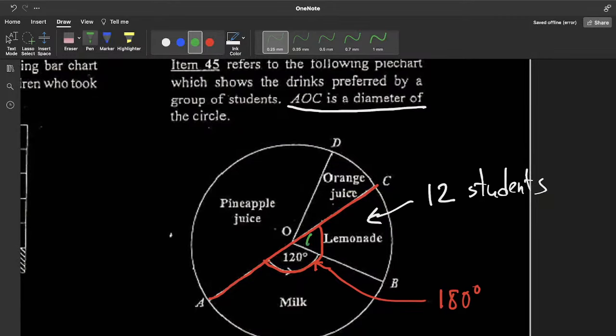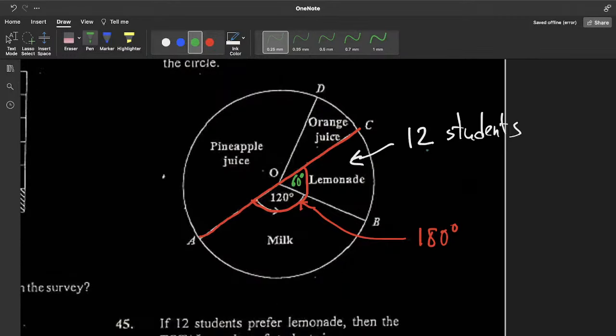Inside of here is going to be 60 degrees. It represents 12 students. Now, if you split this here, guess what we have? 60 degrees here again, and 60 degrees here again. 60 plus 60 plus 60 is 180. So we are saying that here has 12 students. Here also has 12 students. We know here has 12 students.